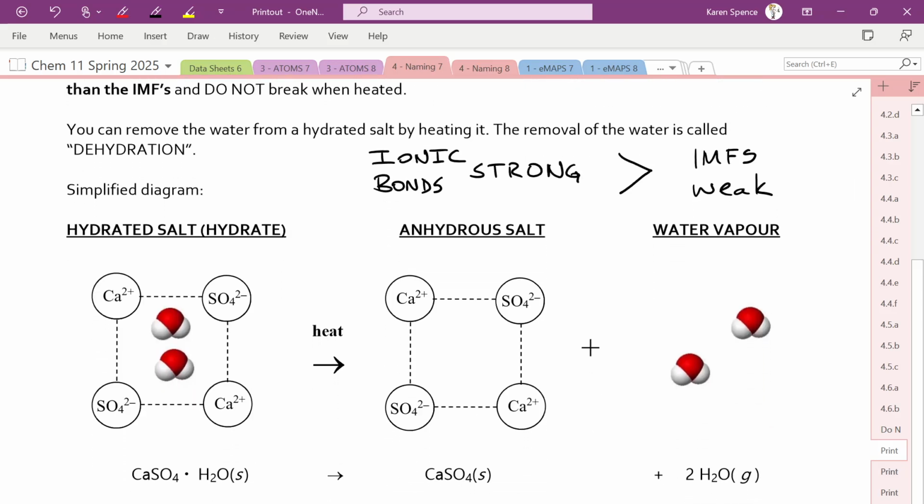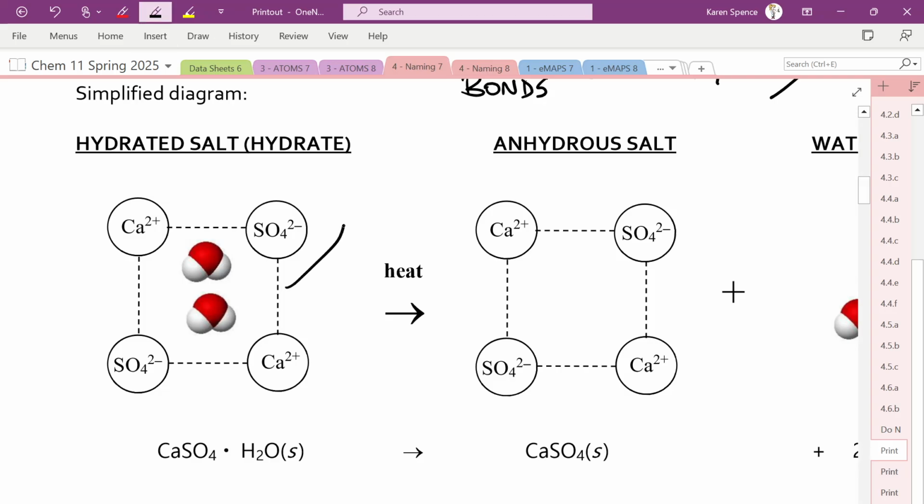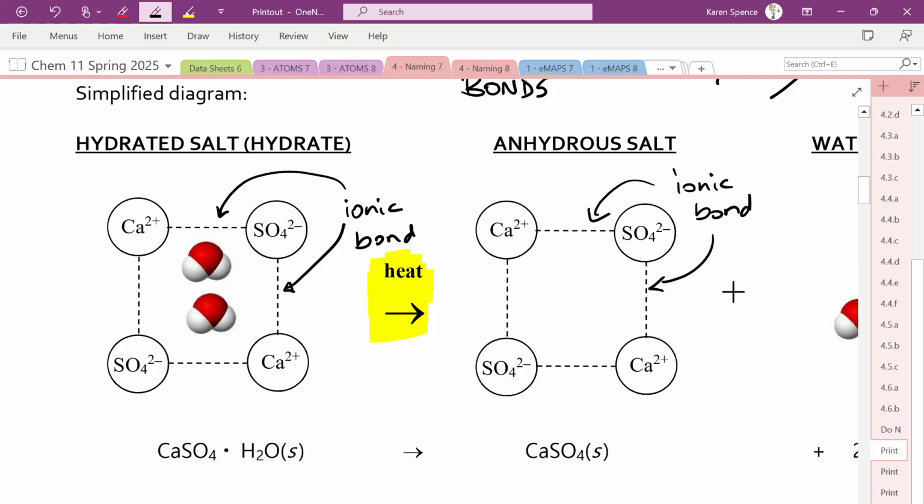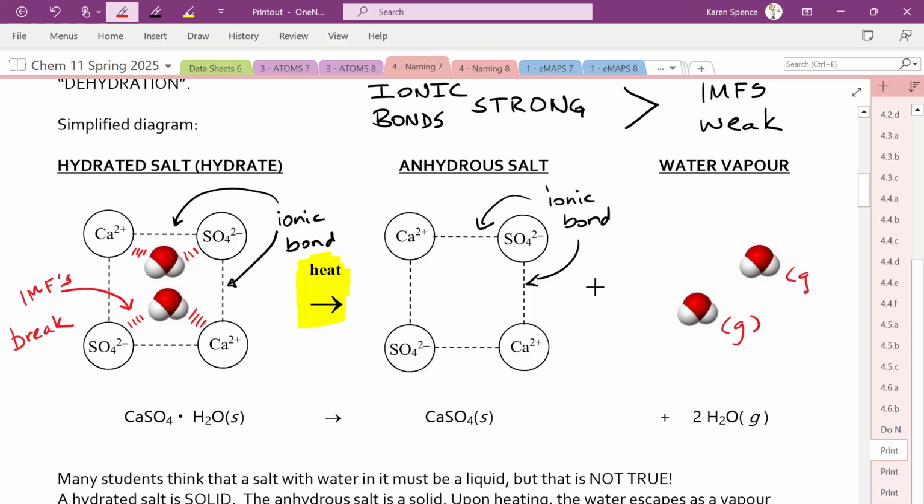So that's why if we have our hydrated salt, here we have our ionic bond between the calcium and the sulfate. And you can see that after it has been heated, we still have an ionic bond between the calcium and the sulfate. It does not break. But we also had intermolecular forces, and those IMFs will break when we heat it, and so the water can escape out as molecules of gas.